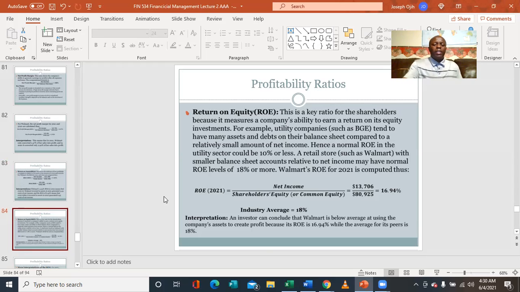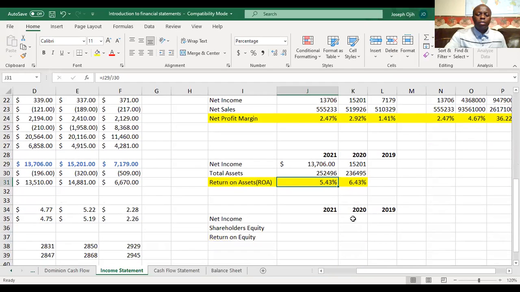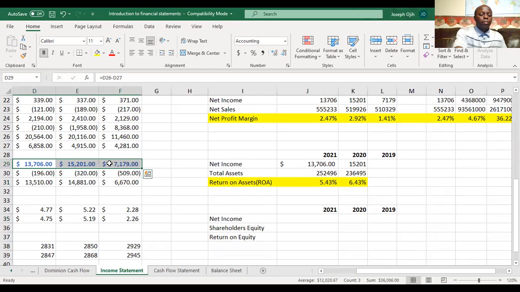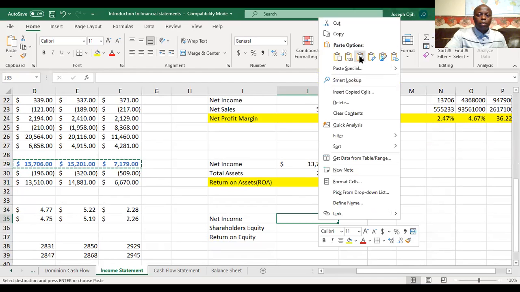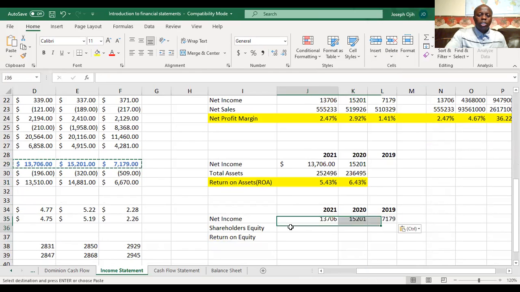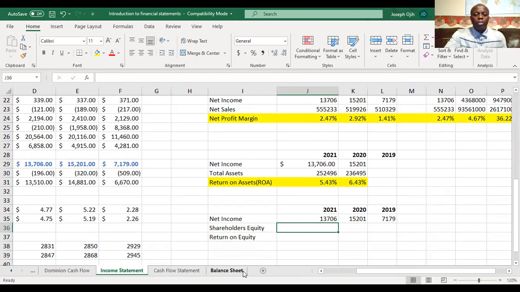Now, return on equity. The formula is net income divided by shareholders' equity. Let us do it for Walmart. Return on equity, net income. The net income for Walmart is right here. I'm going to copy it, and then paste it here. Okay, numbers. Then let's say shareholders' equity. That one we can get from the balance sheet. So I'm going to take you to the balance sheet for Walmart.